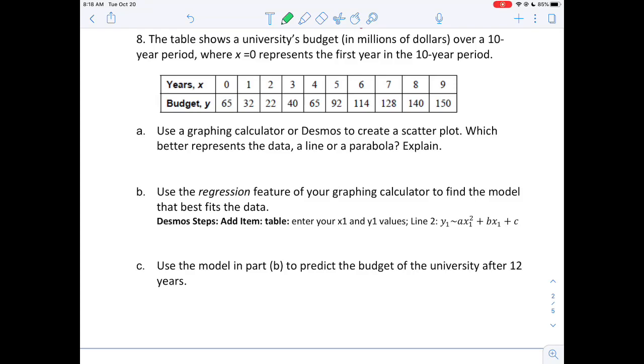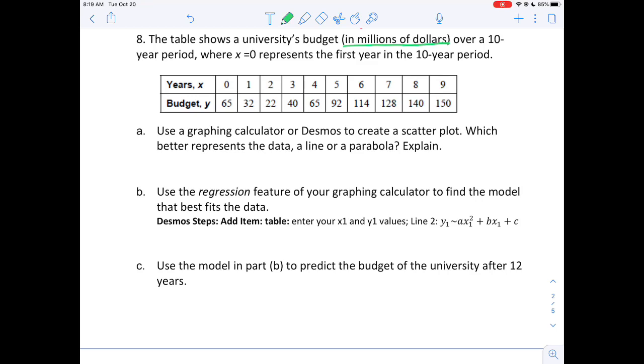Example number 8 is a real-world scenario. The table shows a university's budget in millions of dollars. So in other words, this 65 is $65 million over a 10-year period where x equals 0 represents the first year in the 10-year period.